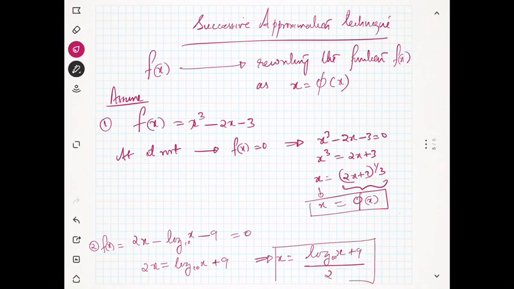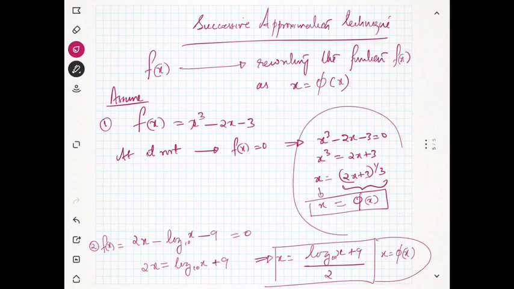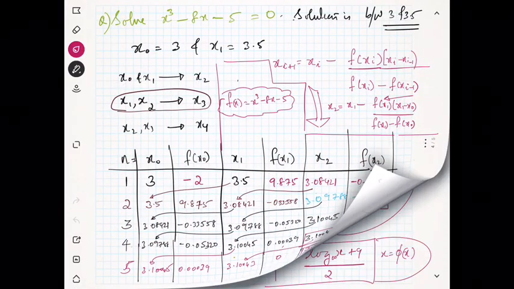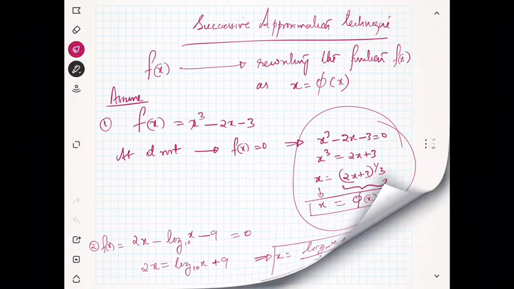So we will rewrite the function like this. You can see that this is nothing but the x is equal to phi of x form. This is in the form x is equal to phi of x. And also for this function you have seen how to write x in the form of x is equal to phi of x. Okay, now we will see an example.